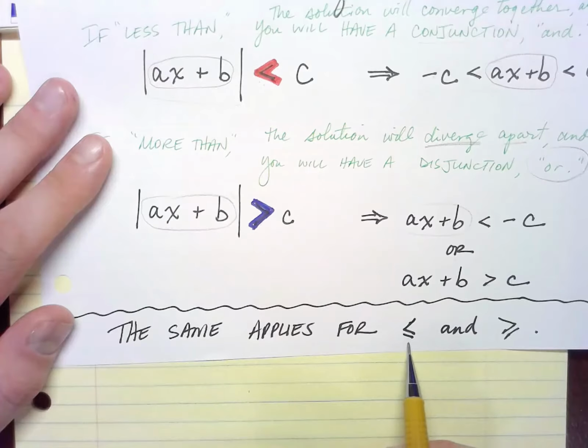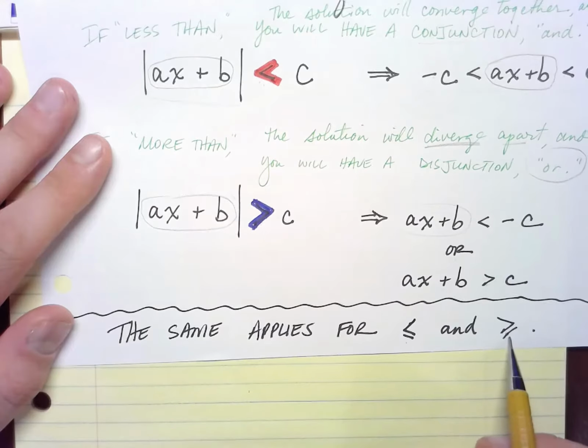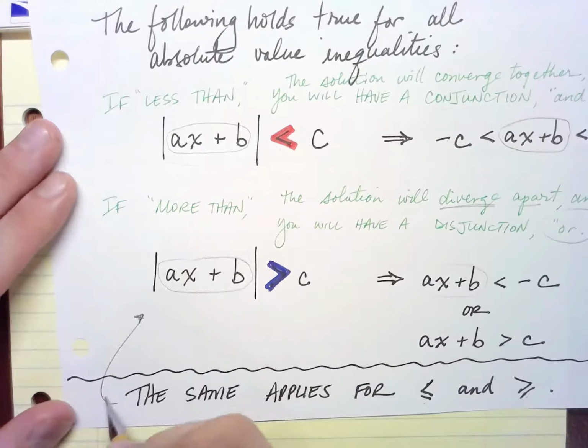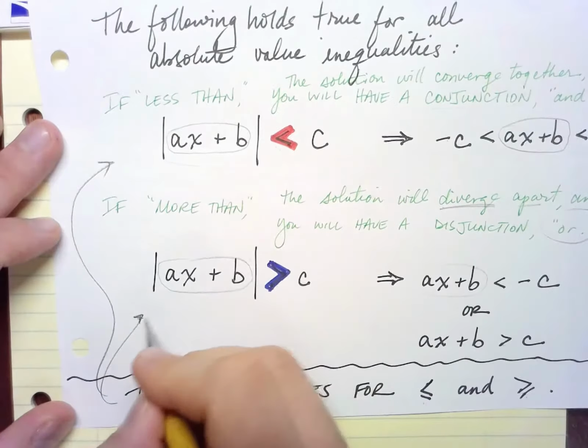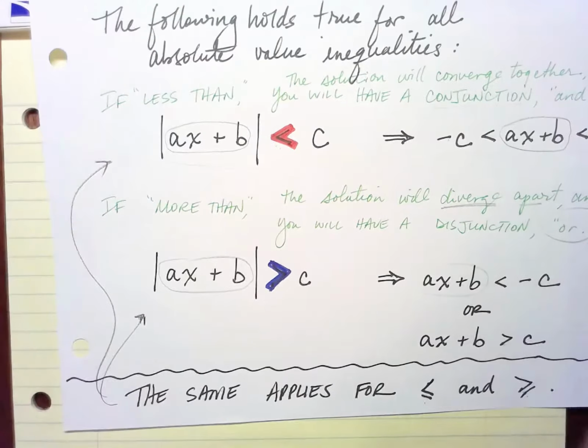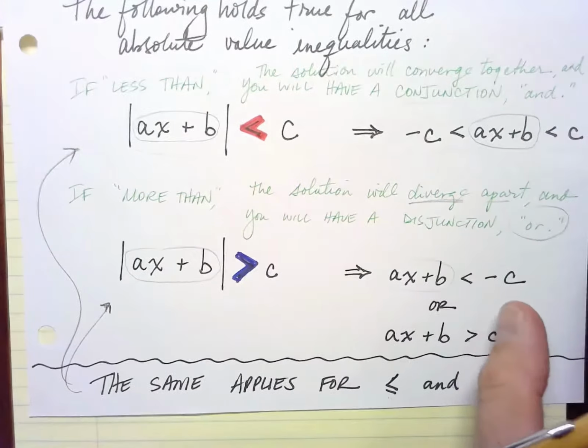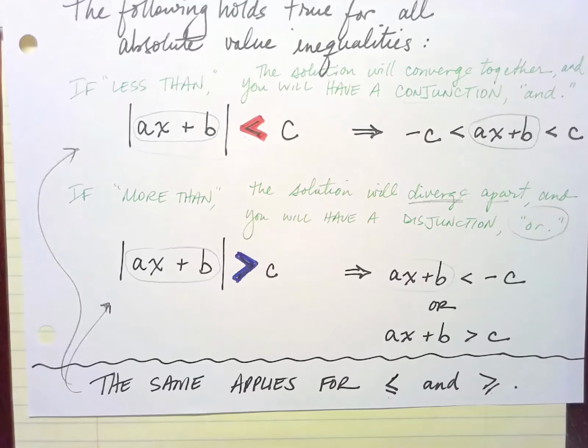The same applies, of course, if they're equal to. So less than or equal to, greater than or equal to, the same two rules apply. Okay? So let's look at some examples. I have some quick examples.